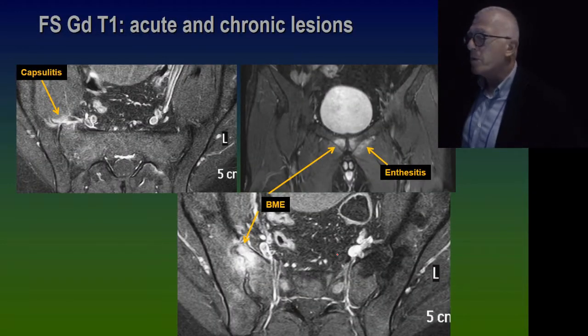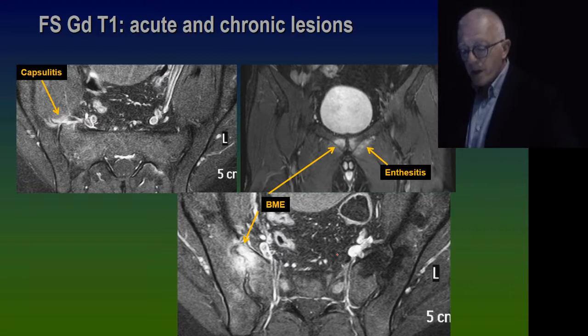What about gadolinium? There is a long discussion in the literature whether we need gadolinium in order to increase the accuracy of MRI with respect to the diagnosis of axial spondyloarthropathy. When we have old and active lesions, I think that this is very useful. For instance, here the gadolinium shows very nicely the capsulitis.